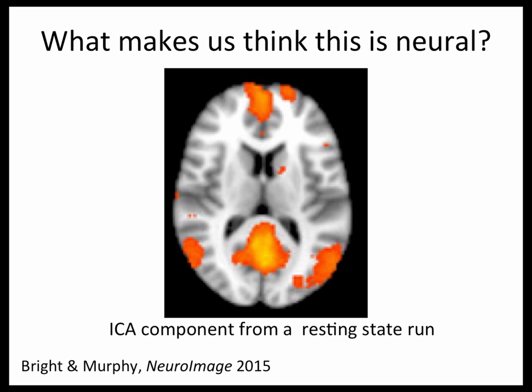Someone I don't work with, know the answer to this question? Yeah, I know. Blobs. They're blobs. The blobs are sort of in gray matter. They're sort of where we expect them to be. If you know your neuroscience, this looks kind of like the default mode network. It feels kind of neuralish to you.